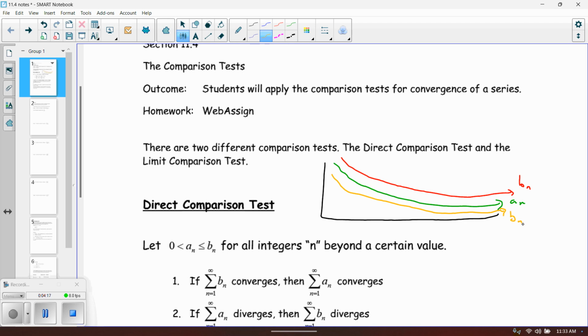Now, if I think that a sub n is divergent, but I find a b sub n, which is in the red, which is divergent, again, because it's above, that doesn't do anything. So it really just depends on which way you're trying to push the series that you're trying to find. Okay, so I hope intuitively that makes sense.